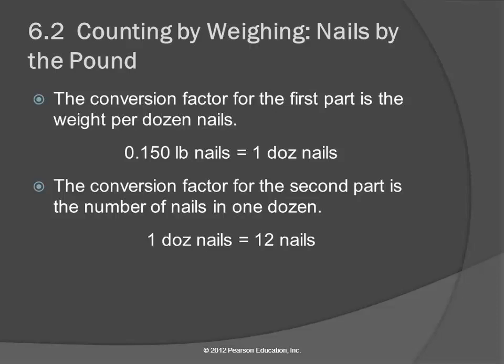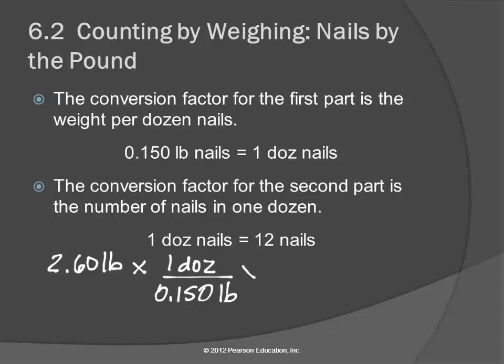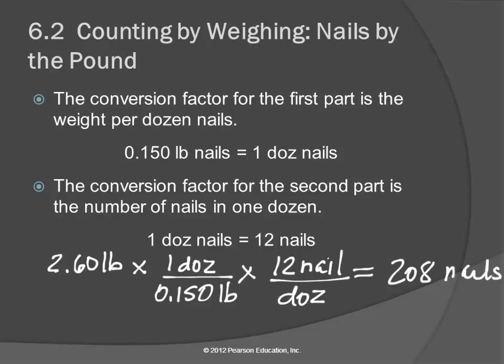So let's go over that one more time. Okay? We've got 2.60 pounds of nails. And we were told that a dozen nails weighed 0.150 pounds. That was hidden in the words of the question. So that allows us to figure out from the mass, the weight, how many dozen nails we have. And then we know that there are 12 nails in every dozen nails. And then we multiply and divide, and we come up with 208 nails. Okay?